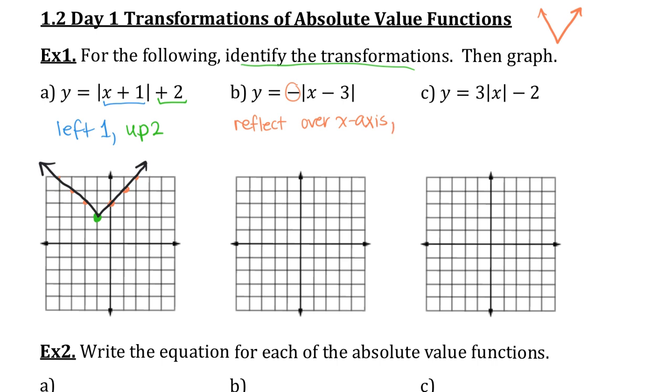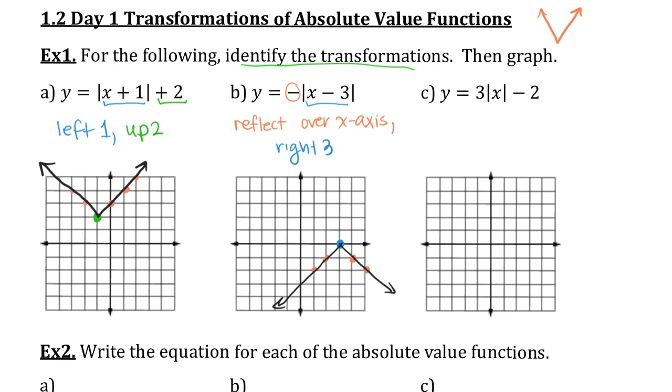Okay, anything else? Sure, x minus 3, what is that? Right 3. Okay, so it's going to go right 3. Since it's reflecting over the x-axis, it's going to be opening in a down direction, but it is absolute value. So it's still going to make the nice V shape. There we go.